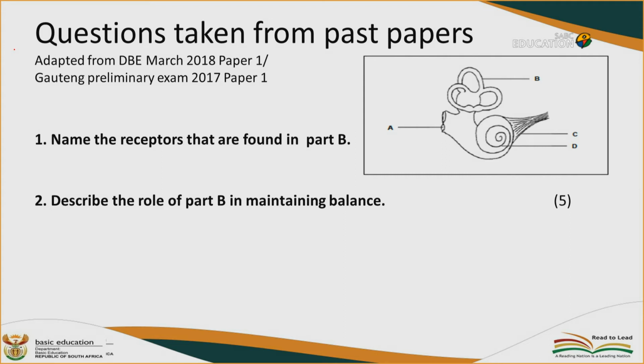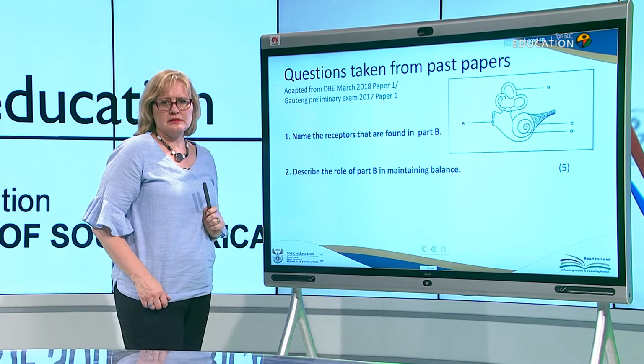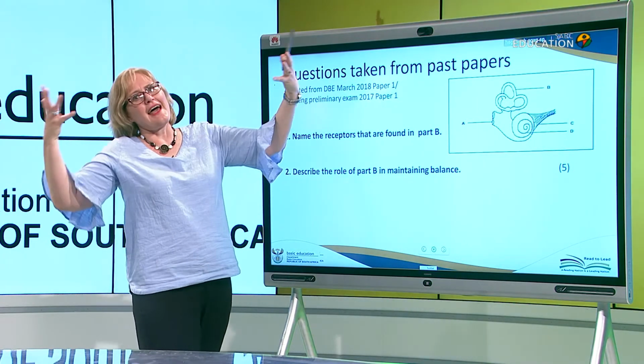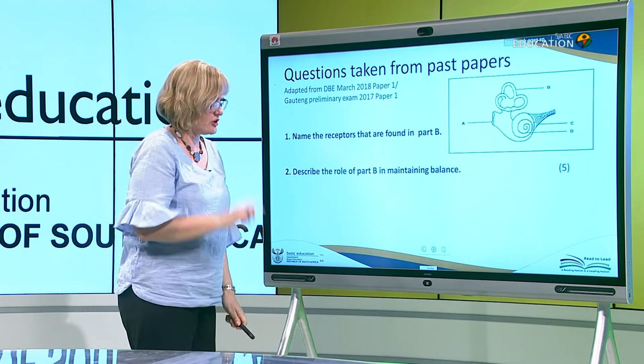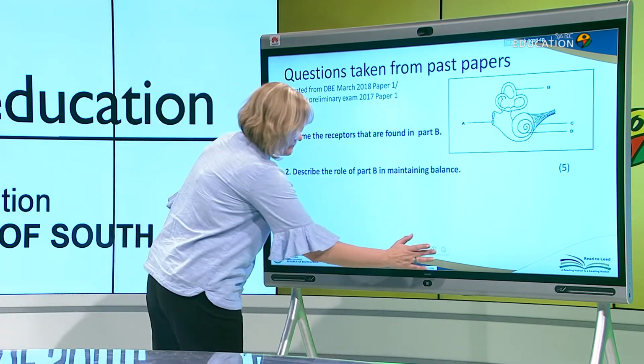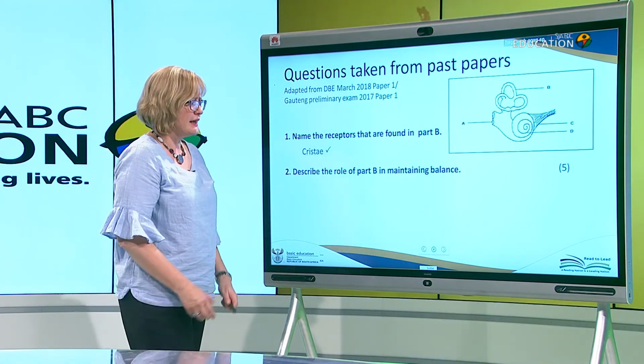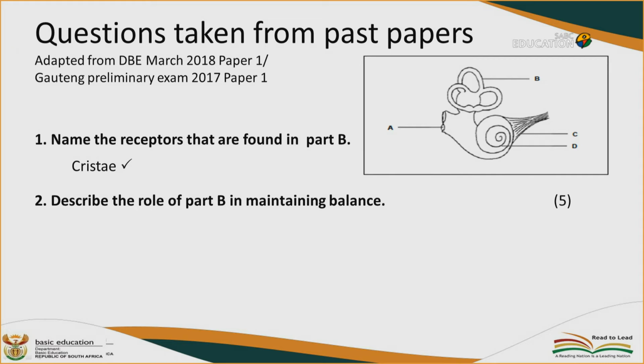Name the receptors that are found in part B. Now where's part B? The semicircular canals, right. DS, CAS. You have to remember that. So who's found there? Crista. The crista is found there. Just know your little mnemonic. Describe the role of part B in maintaining balance. So B is the semicircular canal, so they're obviously talking about the crista.